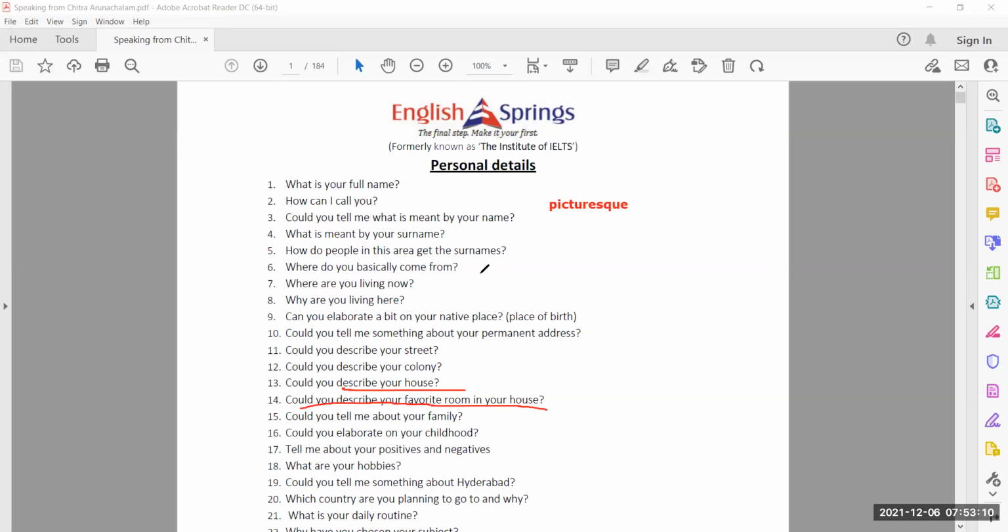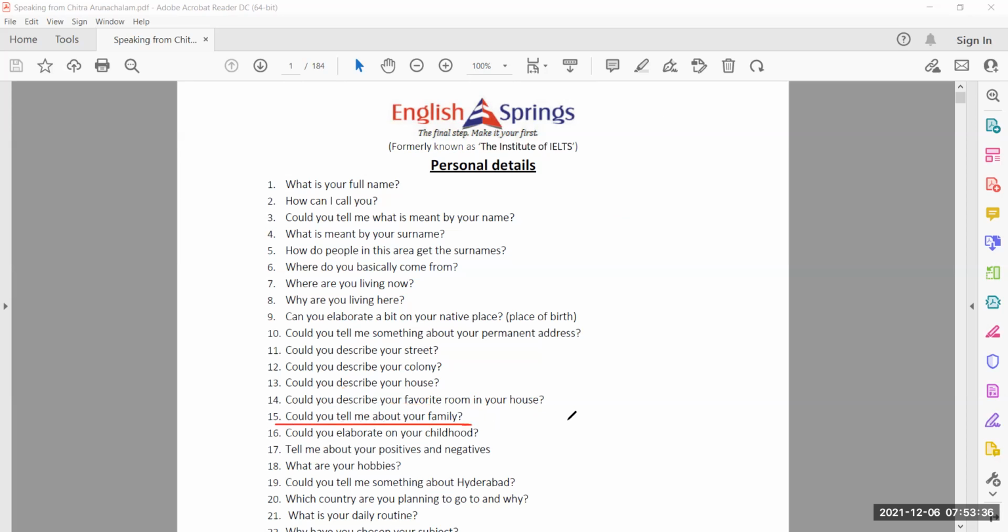Okay, Saranya, I really appreciate your participation. You are just trying to generate ideas, and very slowly. Try to generate ideas a little quicker, then it would be so good. Okay. Would anybody else like to talk about your house or your favorite room? Okay, right. We shall move on to the next question.